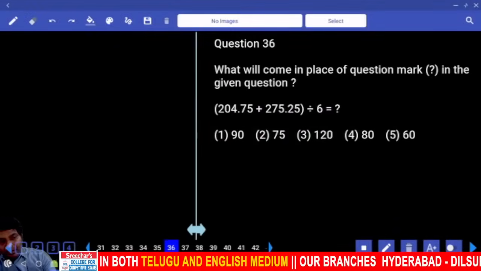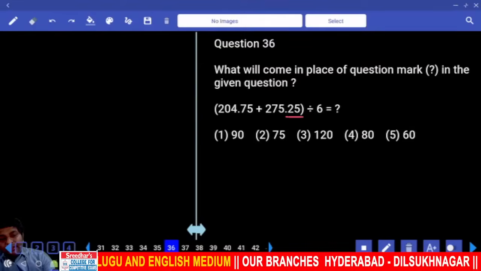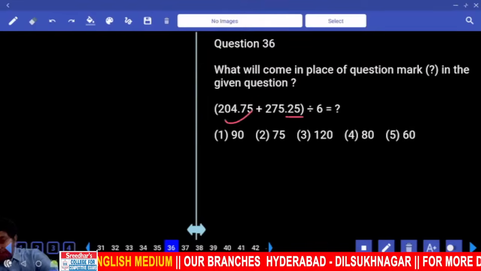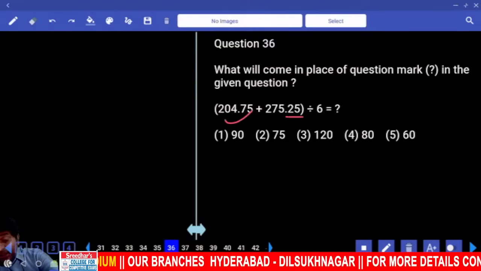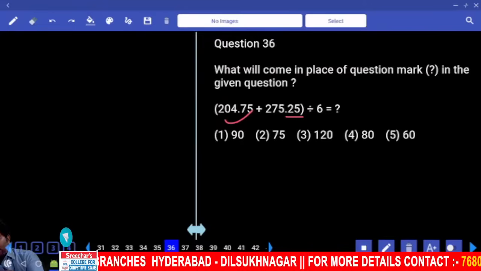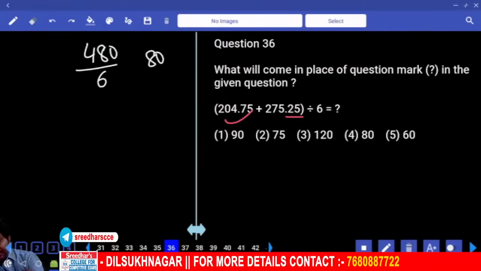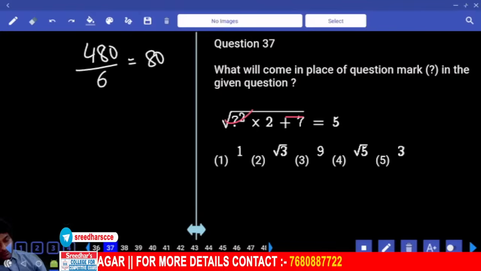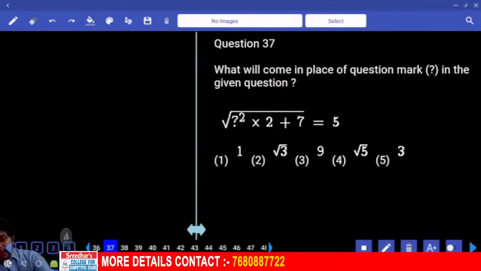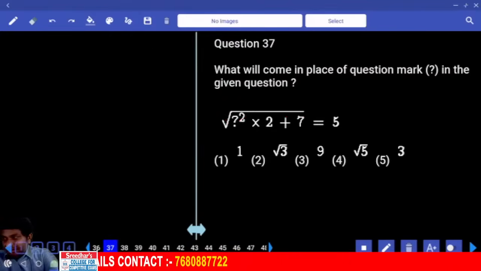Right. Number after decimal. 0.25 added to first number. First number becomes 205. Second 275. Both divided by answer 80. Squaring on both sides, under root gets eliminated, left hand side and right hand side you'll have 25.